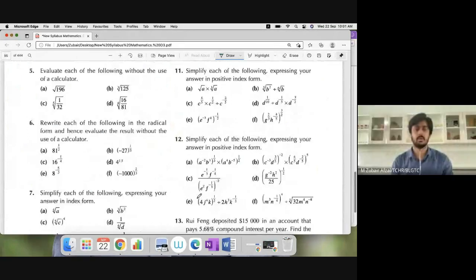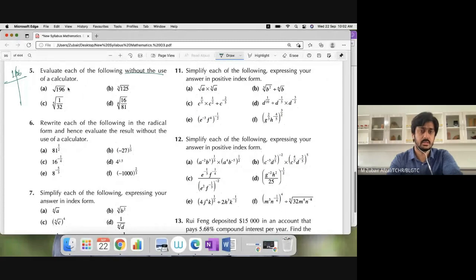Under roots. They are also known as surds. It says without the use of calculator. There are two ways to do it. One is you should know what the squares are, like 5 square is 25, 7 square is 49, 8 square is 64, 11 square is 121. The other is you can do long division, 196, but this is a longer method. It is recommended that you at least memorize till 20.